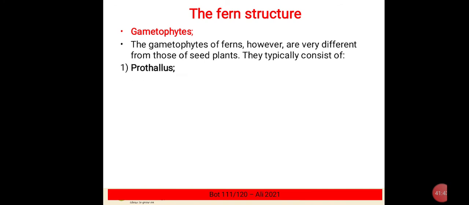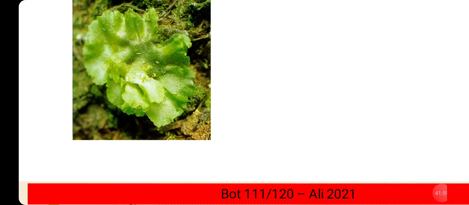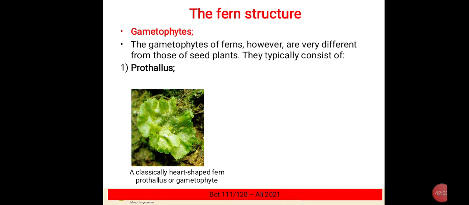Now, what about the gametophytes in ferns? The gametophytes of ferns are very different from those of seed plants because they consist of something we call a prothallus. This is the shape of a prothallus. If you observe it well, at the top you can see the archegonia. At the bottom is where the antheridia are located. We talked of antheridia and archegonia.